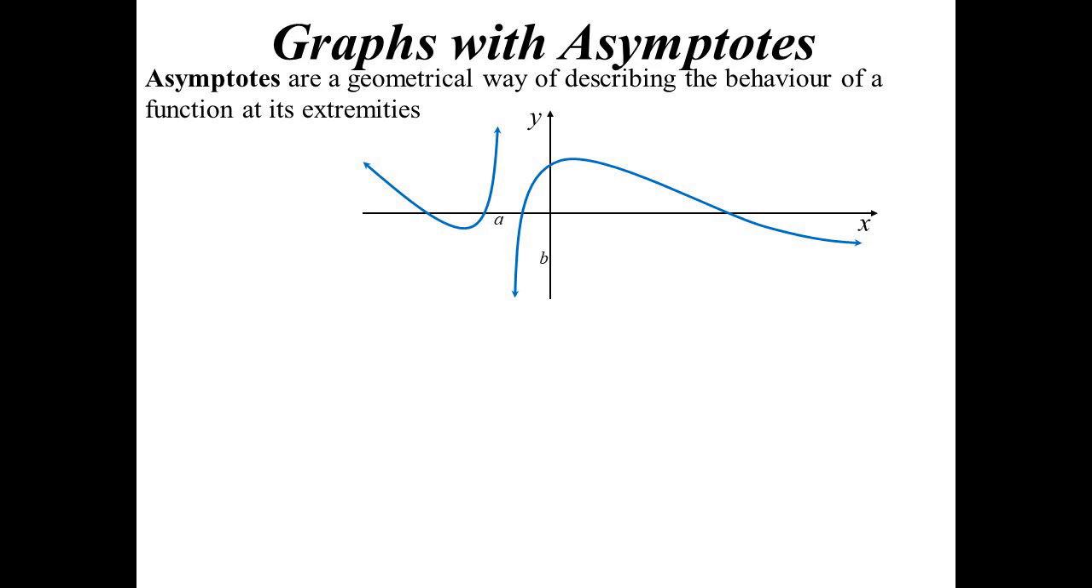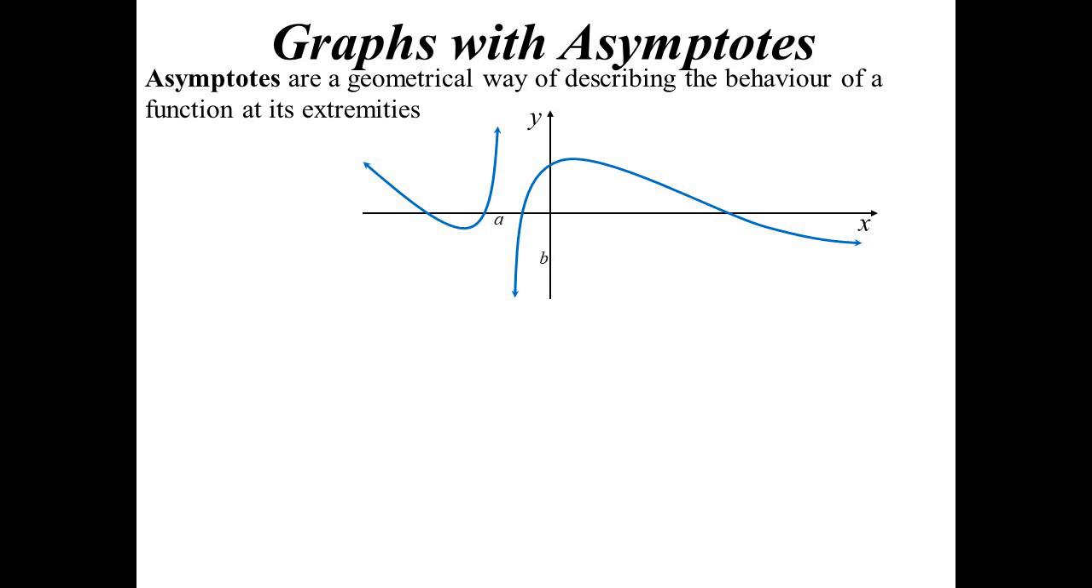Next type of basic function I want to talk about, graphs with asymptotes. So I've drawn some random graph here to try and illustrate the different types of asymptotes that we can get. But basically, what is an asymptote? It's simply a way of describing the behaviour of a graph at its extremities. And I suppose I also should have put there, but also at discontinuities as well.